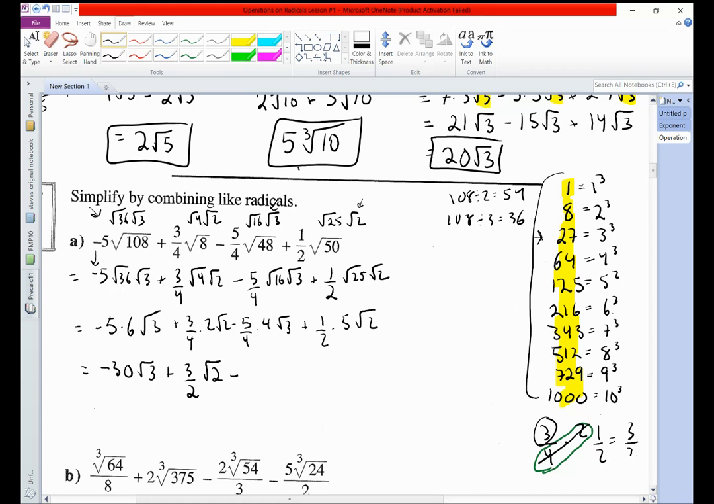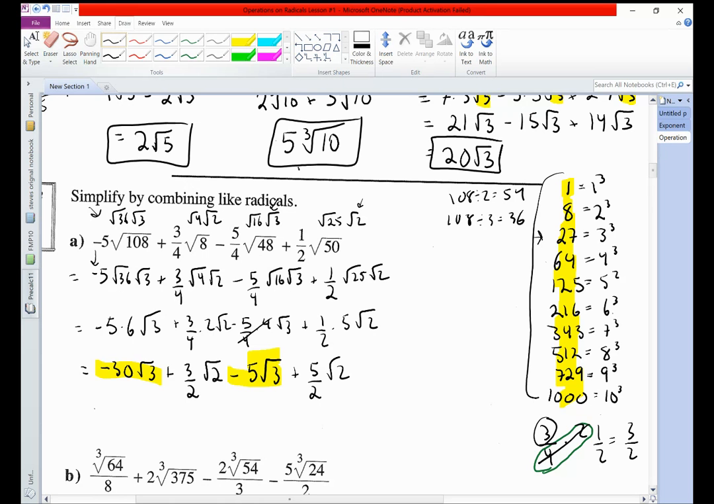Root 2, and then 5 over 4 multiplied by 4. 4 over 4 cancels, and I'm just left with 5 root 3. And then I also have 5/2 root 2. So we just have to combine the like radicals now. I have -30 square root of 3 and -5 square root of 3.